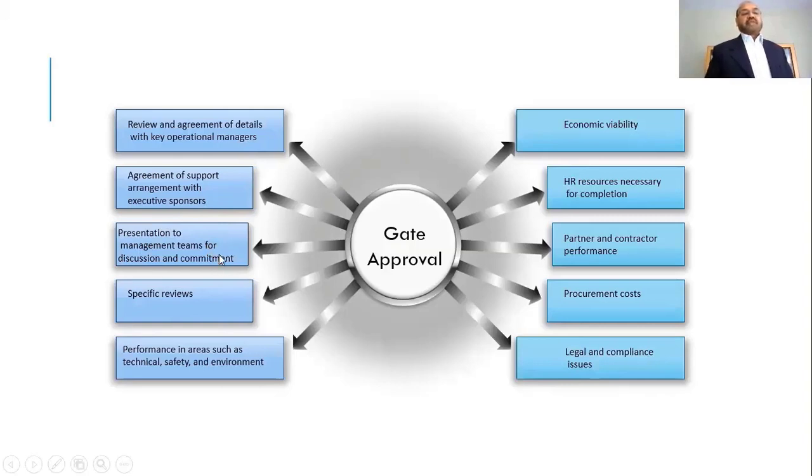Then presentation to management teams for discussion and commitment, like in gates or IGRs. Specific reviews means, for example, the design quality assurance review, or specific reviews of the safety areas like HAZOP and hazard reviews, and other activities, performance in areas such as technical safety, environment, economic viability, HR resources necessary for completion, partner and contractor performance, procurement cost, and legal and compliance issues. So all these things are worked out and presented in gate approval.